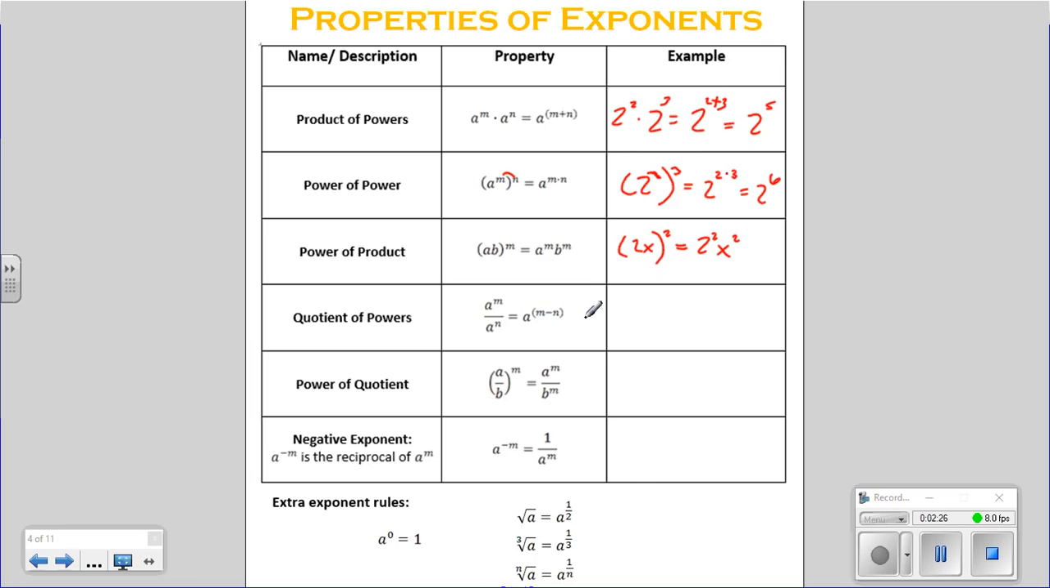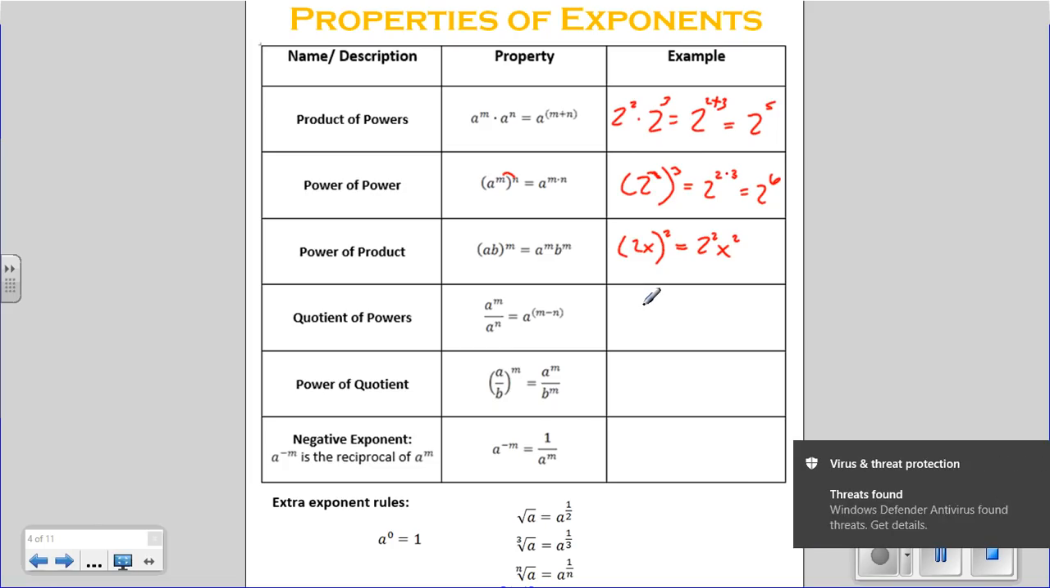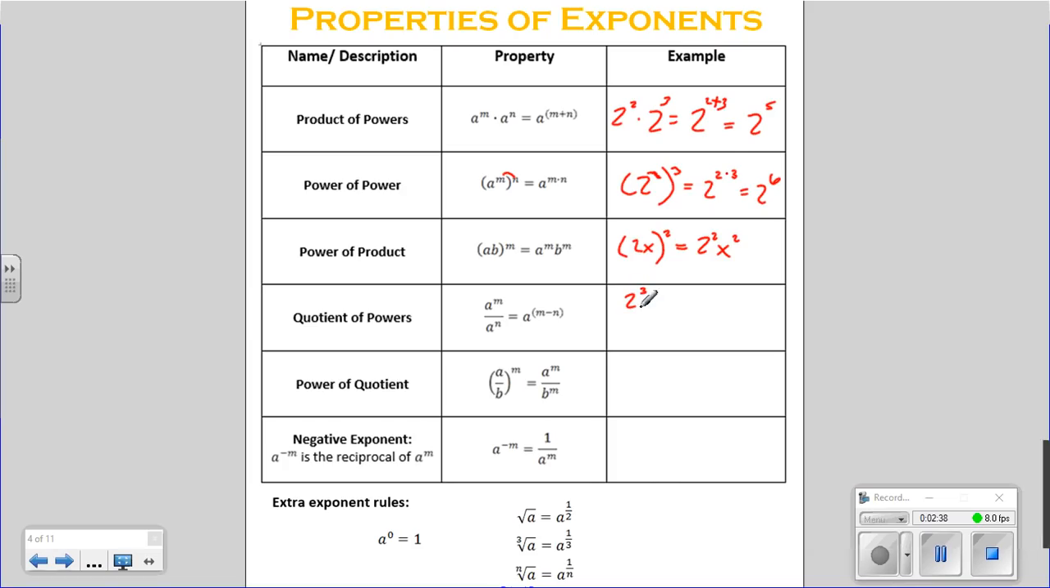Then we have the quotient of powers property, which says if you're dividing two numbers that have the same base, then you take the exponents and you subtract. So for example, if I have 2 to the power of 3 divided by 2 to the second power, that's equal to 2 to the power of 3 minus 2. You always put the one on top first. So that means it's 2 to the first power, or just 2.